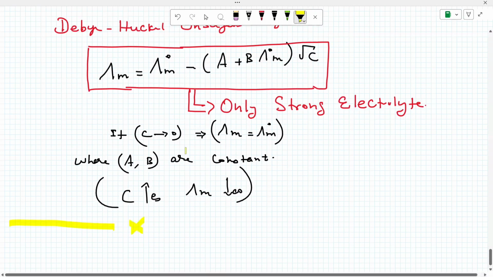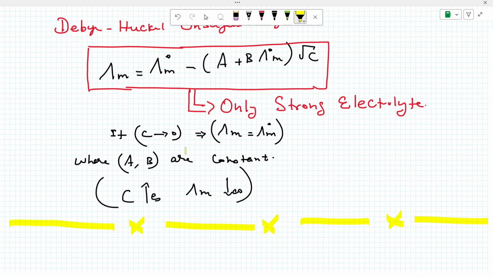Next week we are going to discuss Faraday's law and electrolysis products. Okay? Any doubt? Okay, there is Kohlrausch's law. Next week I think we have 2 classes, on Saturday and Sunday. Okay? Any doubt, you can ask one by one.